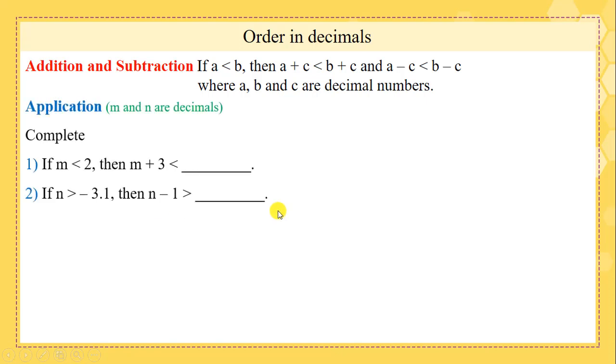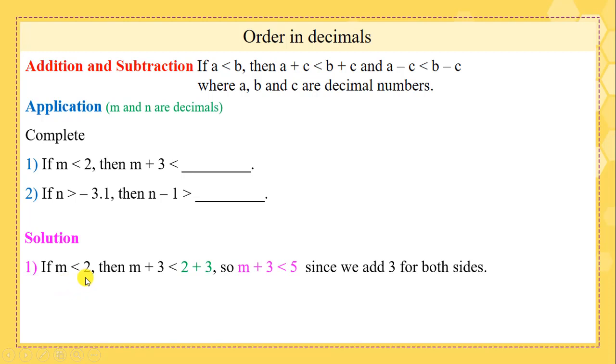And here we have an application about this objective. Please pause this video and try to solve this application. Solution: Part 1. If m less than 2, then m plus 3 less than. Here we added 3 for m, so due to our rule, we have to add 3 for the second term or second side, so we will have m plus 3 and 2 plus 3, but the sign will stay less than, so m plus 3 is less than 2 plus 3 means 5.